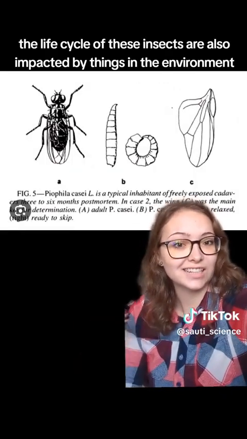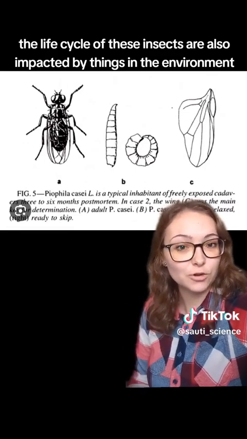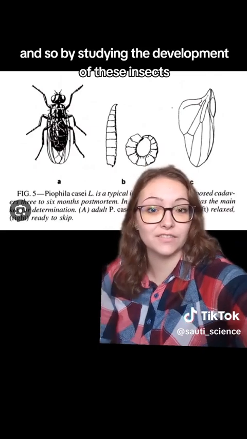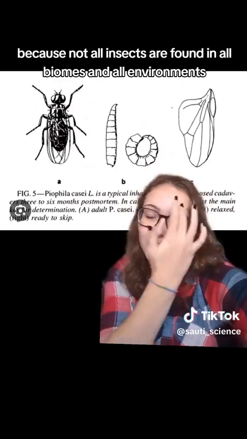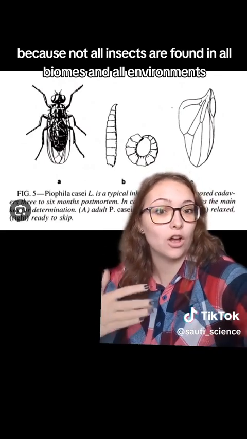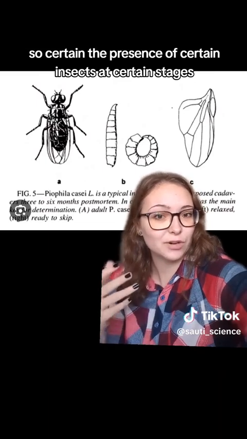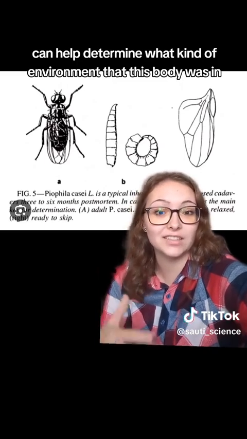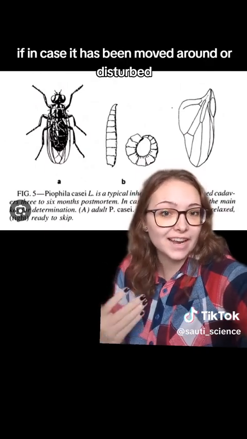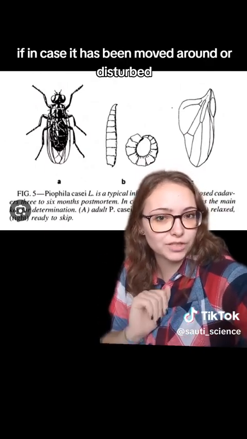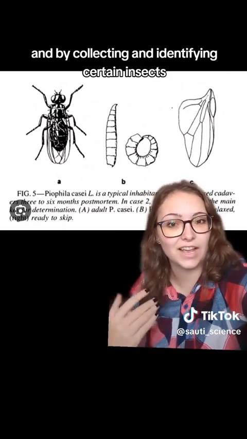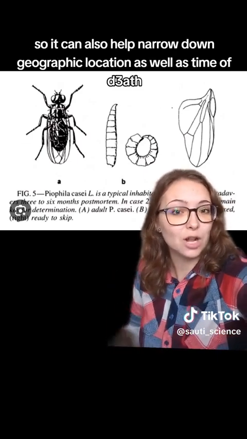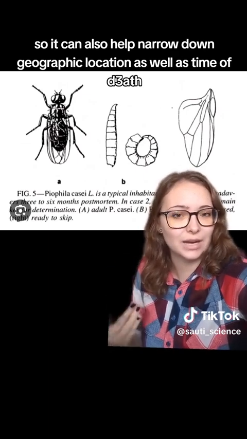Now, the life cycle of these insects are also impacted by things in the environment, such as temperature and humidity. And so by studying the development of these insects, as well as which insects are there, because not all insects are found in all biomes and all environments, the presence of certain insects at certain stages at certain times can help determine what kind of environment this body was in for the most amount of time, in case it has been moved around or disturbed. And by collecting and identifying certain insects, you can find certain subspecies that are only found in specific areas, so it can also help narrow down geographic location as well as time of death.